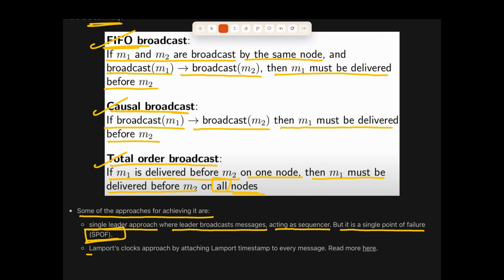The second point is the Lamport's clocks approach, by attaching a Lamport timestamp to every message. This we have already discussed in one of the previous videos. You can see the link now on the screen. Click on that and understand what a Lamport's clock means. So this is the second approach.